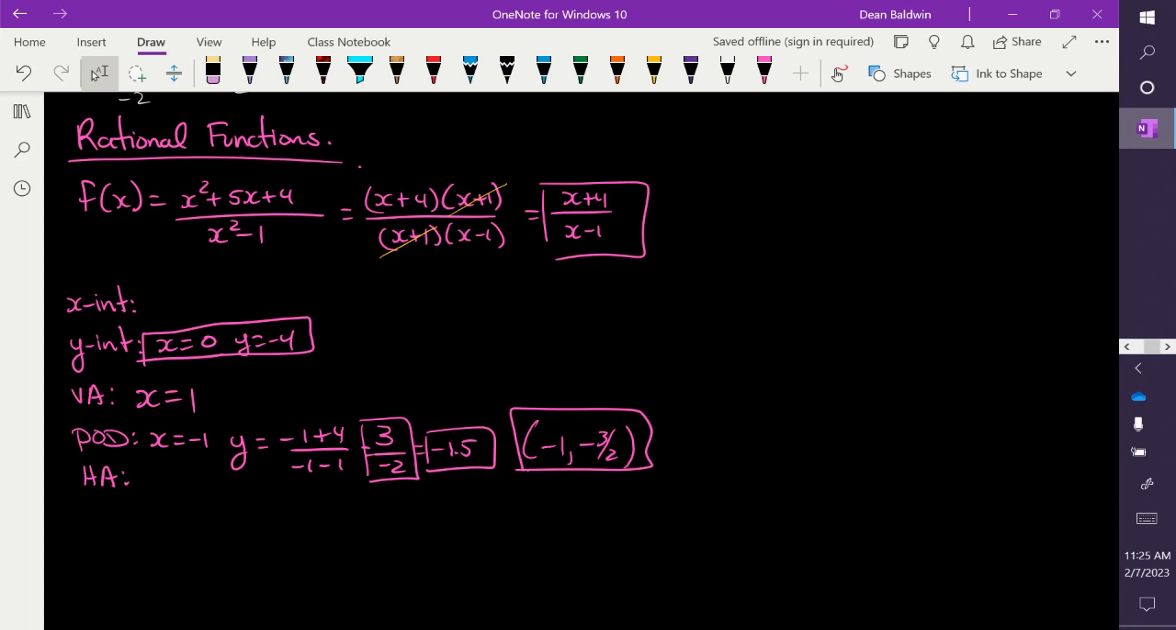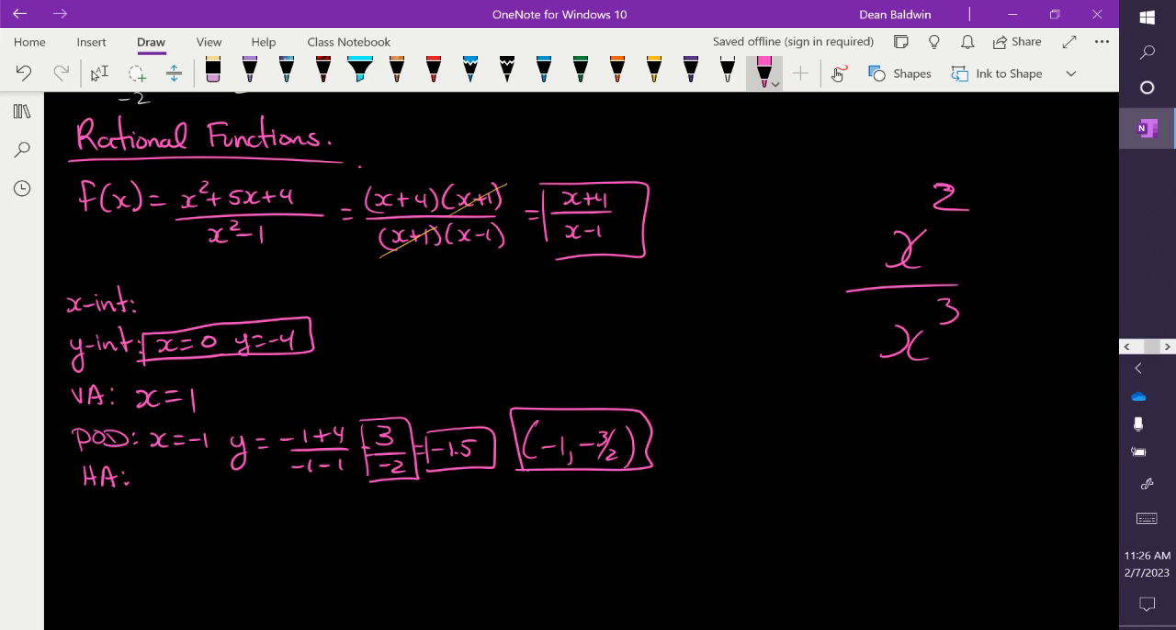Okay. And if the bottom has a higher degree, that's a different one. If the bottom is a higher degree, it looks like, I'll erase this in a sec. So the top is a cube or a squared, the bottom is a cubed, it's 0. The horizontal asymptote is 0.